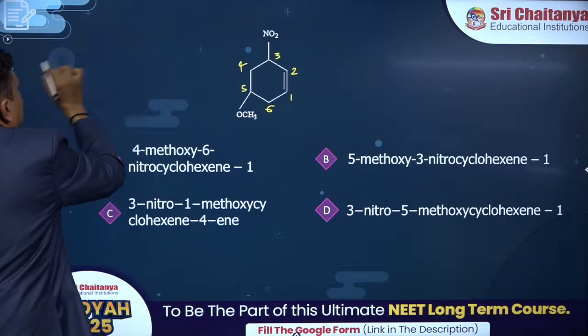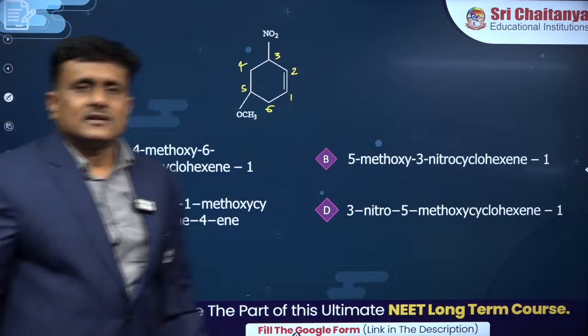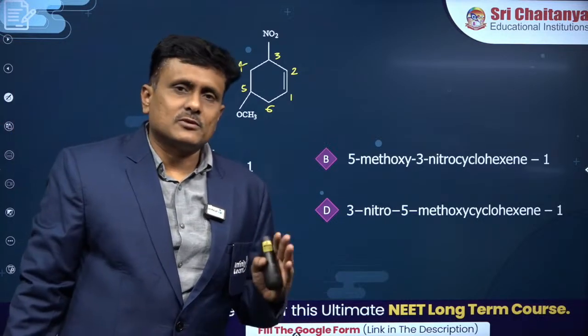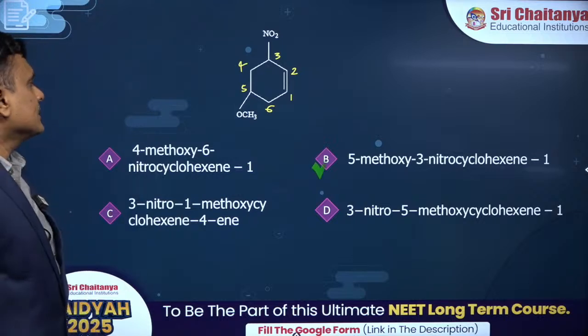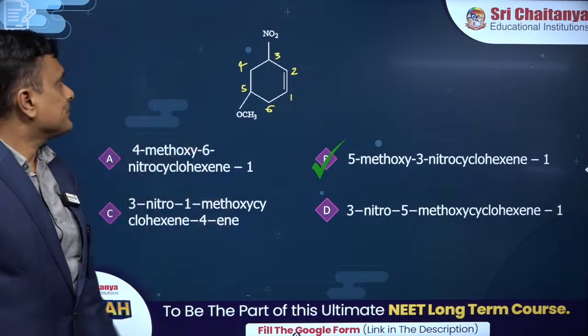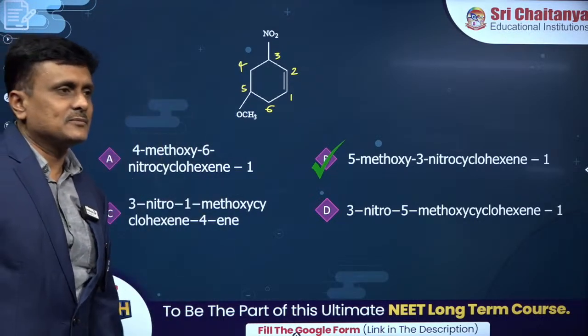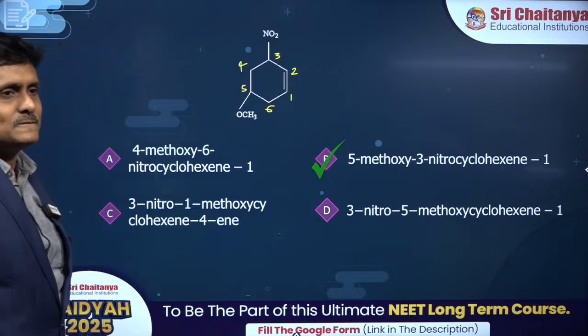So what is the name of this particular compound? According to alphabetical order, Raghavendra, what should be the name of this compound? You can see there is a substituent at the 5th position and nitro at the 3rd position. What is the answer?